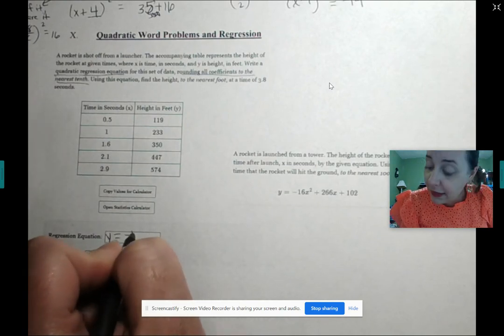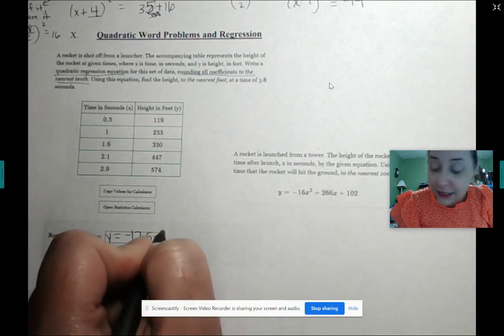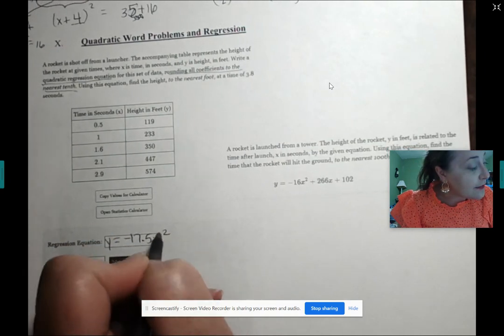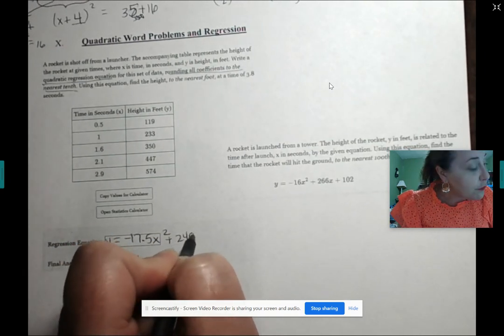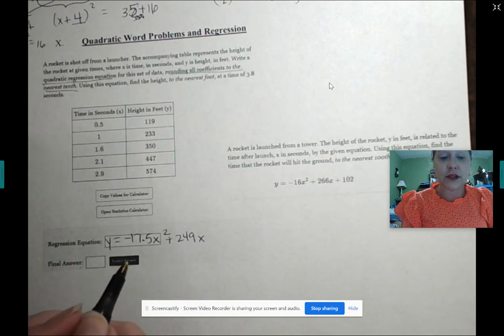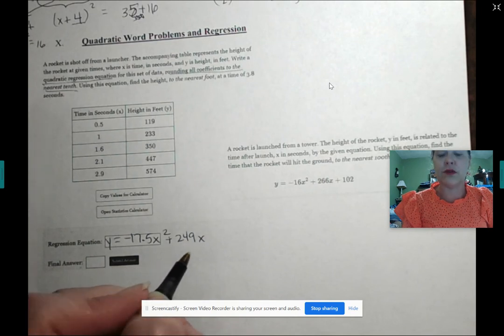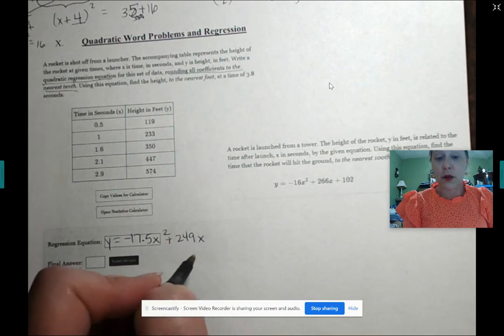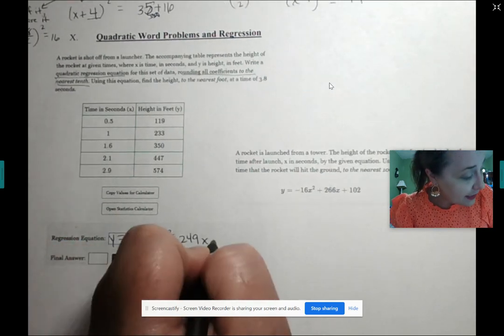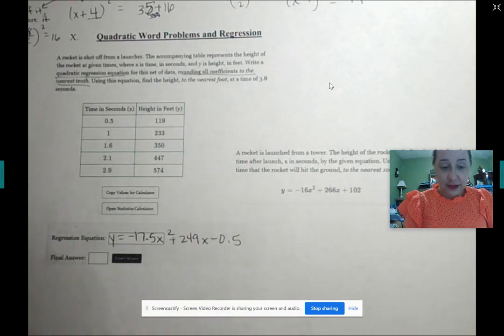So if I were to go back and look at those coefficients that they gave me, it would be negative 17.5, 249 whole, because it was like 248.9 something, which rounds to the nearest tenth, rounds up to a whole 249. And then negative 0.5 is your C value.